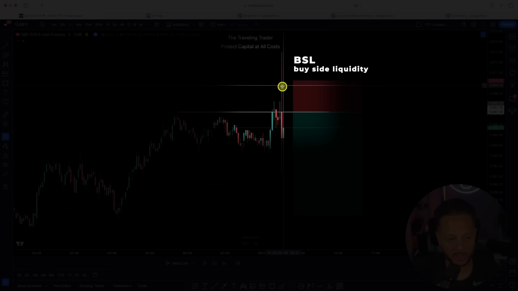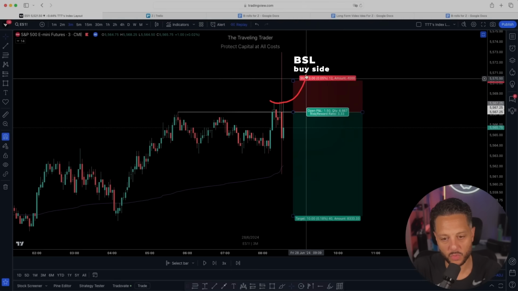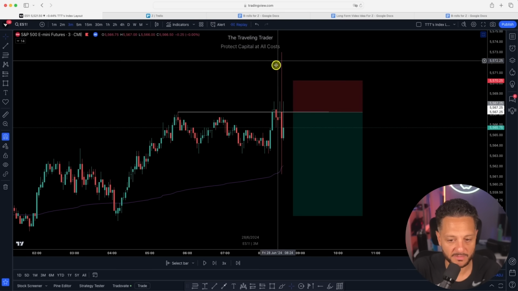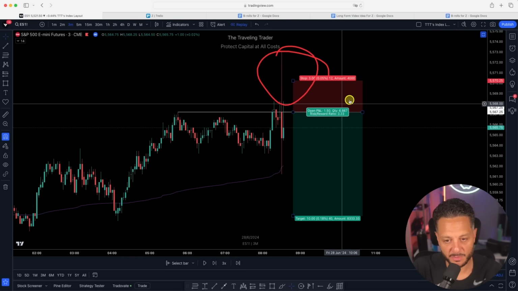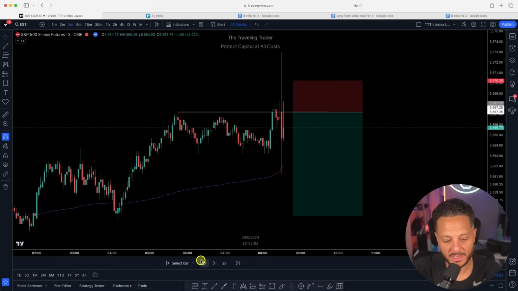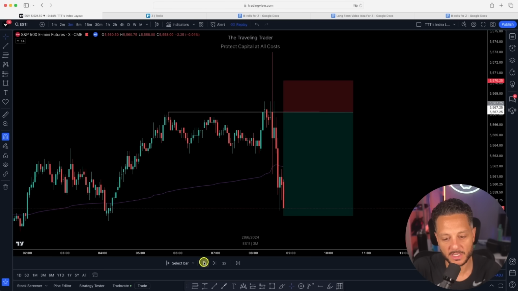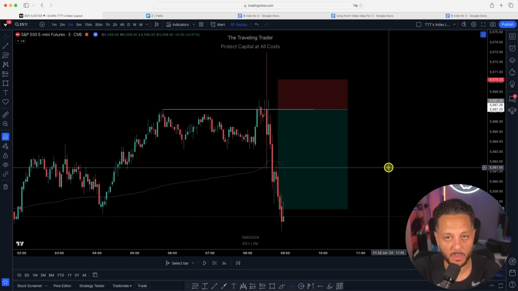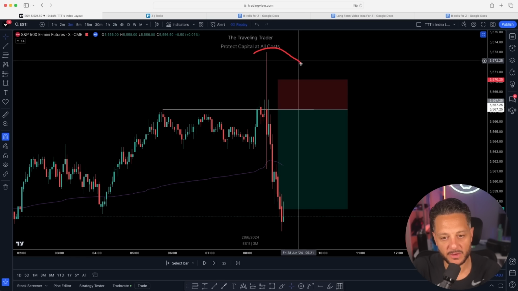This is why we call this area buy side liquidity, BSL. Buy side liquidity is the liquidity that is above resistance, or above your supply side. This right here is buy side liquidity. So once all of these buy orders get filled, now there's enough liquidity to take the market down, right? So us as traders, as smart money traders, this is the event we wait for.